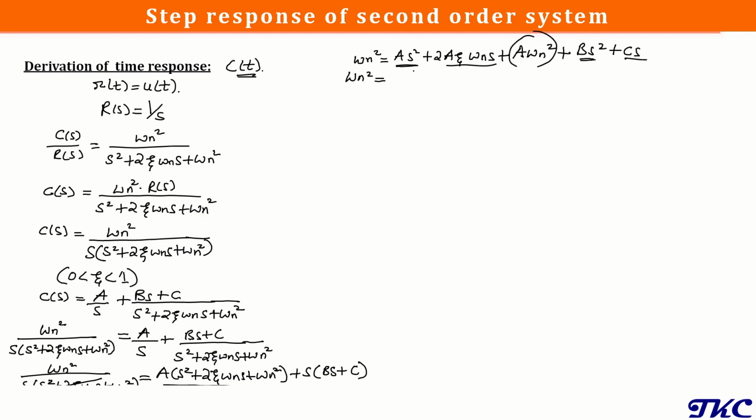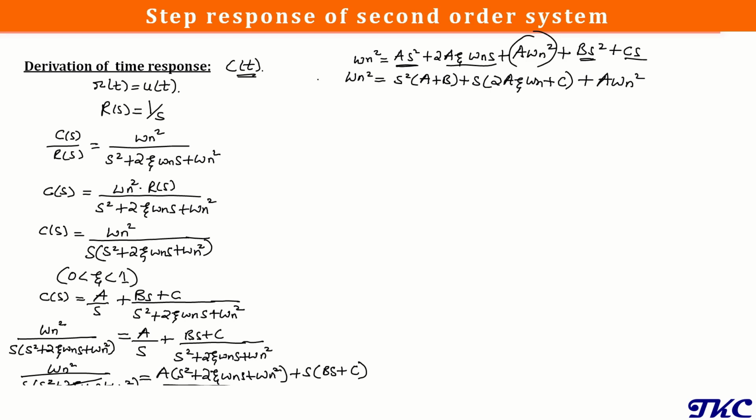So let's write the s square terms together, so we can take s square common. In the bracket we will have A plus B. Similarly we can take s common here, so it will be plus s(2A zeta omega n plus C) plus A omega n square. So now we have all s square terms together, s terms together and constants together. Now we have to compare the s square term on the left hand side with the s square term on the right hand side, similarly for s and similarly for the constant.